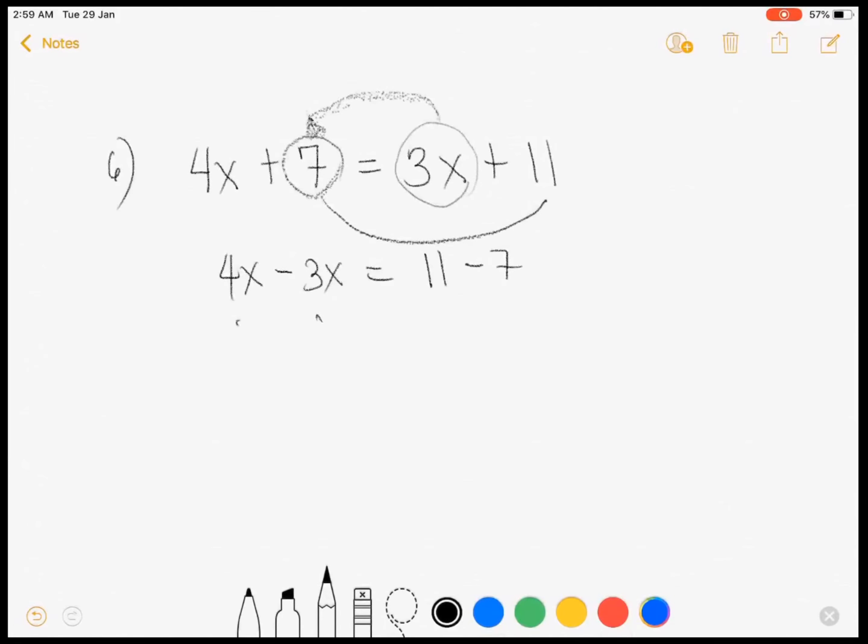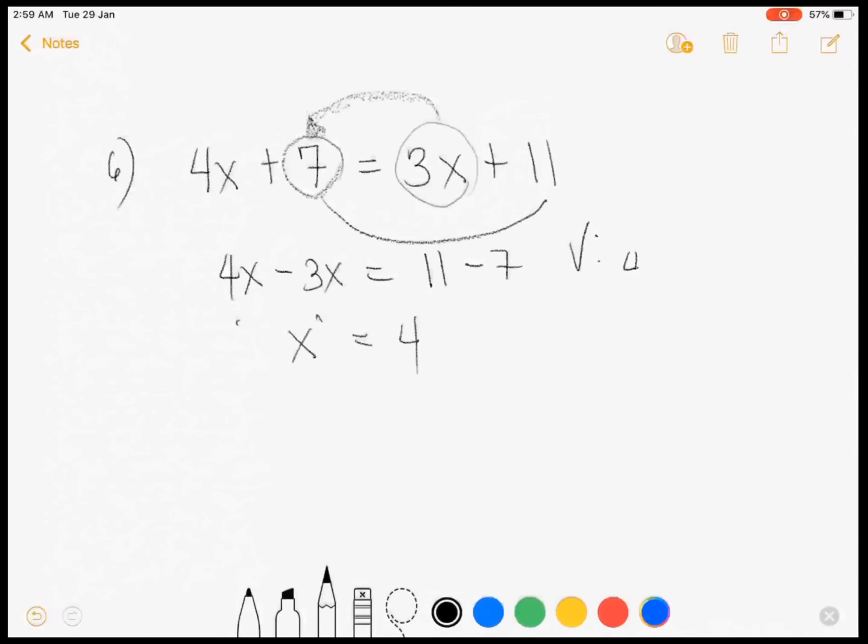So, 4x minus 3x is, 4 minus 3 is 1 or simply x na lang. So, therefore, masasolve na natin sa x. X na lang siya sa left side. Equal daw siya sa 11 minus 7 which is 4. So, therefore, x is equal to 4.